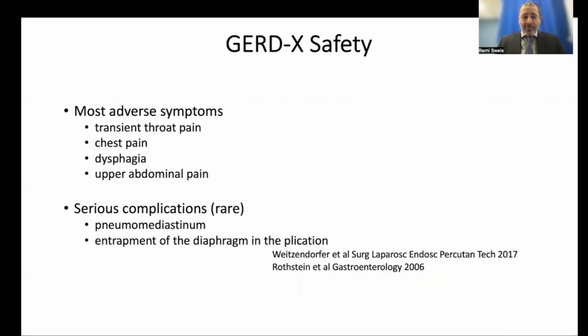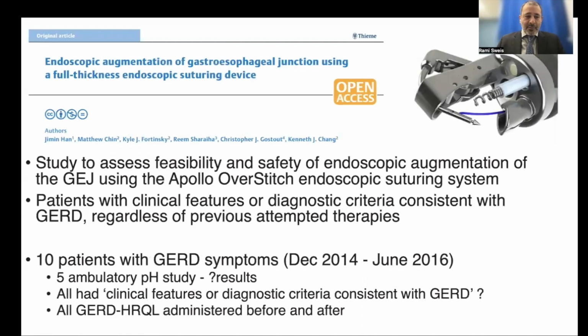It's a safe device. Very few patients have adverse events. The mild adverse events that can occur, such as chest pain and dysphagia, are transient. This was published in 2018.